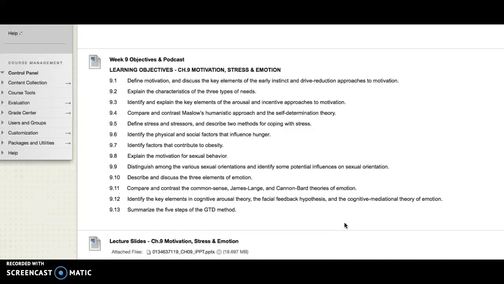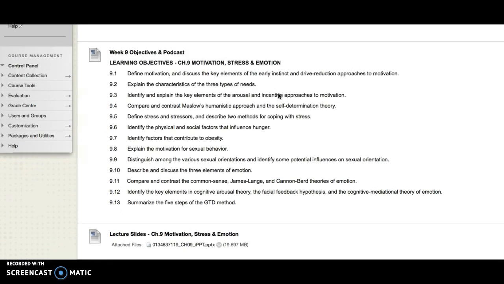For the chapter objectives, you're going to be looking at some different theories as to how we are motivated. So the classic instinct and drive theories and approaches to motivation. We'll discuss the different types of needs. So this gets into Maslow's hierarchy of needs. We'll touch on this again when we cover personality.